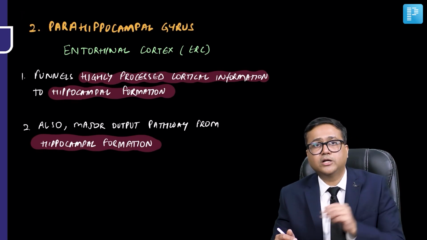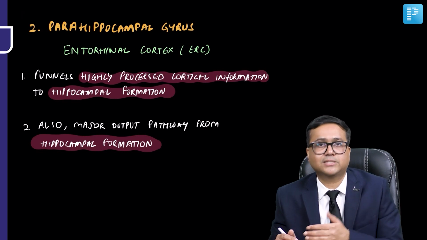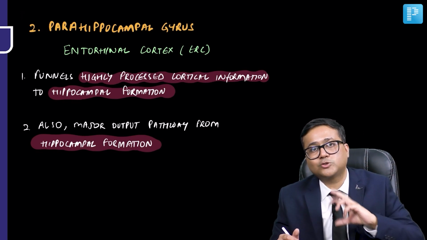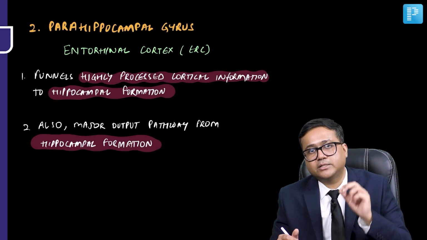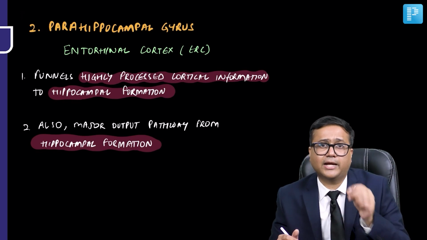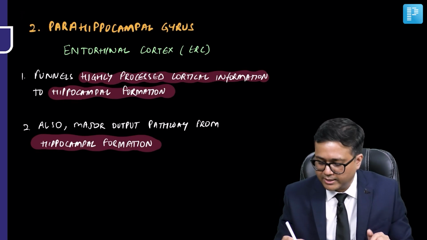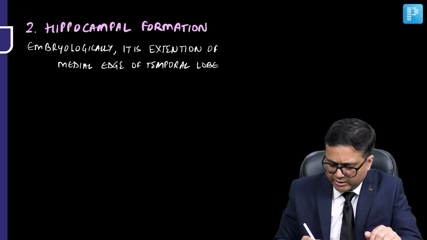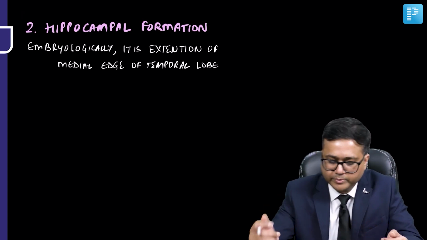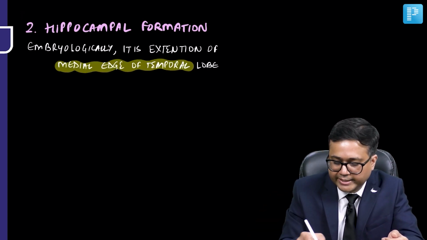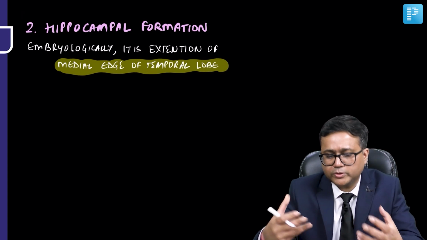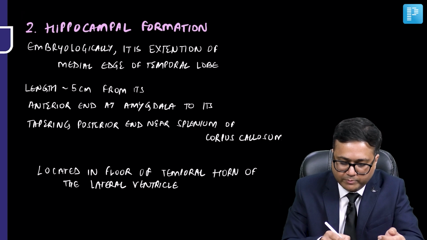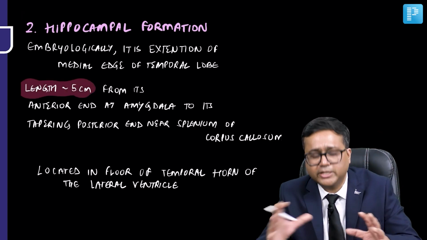So let's now come to the second component of the limbic system, that is the hippocampal formation. We have discussed the limbic lobe, which has two parts, CP, remember: the cingulate gyrus, and second, the parahippocampal gyrus. Now, embryonically, this hippocampal formation is an extension of the medial edge of the temporal lobe. So it is related to the temporal lobe. The length of the hippocampal formation is roughly 5 centimeters.